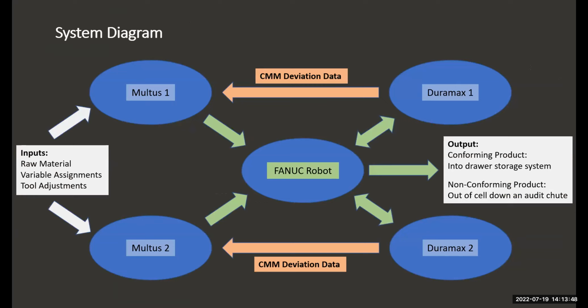Each Duramax CMM measures a part and sends data back to the machine controller. Tool adjustments are made through variable manipulation of this data, utilizing programmed algorithms at the start of each machining cycle. This does result in a lag of the tool adjustments, as the machine is already cutting the next part when the CMM data is pushed over. This lag must be accounted for in the algorithms.